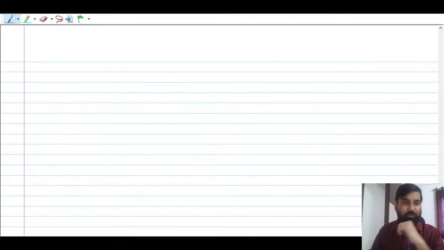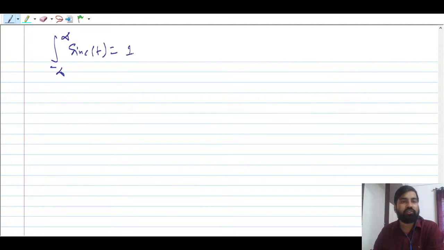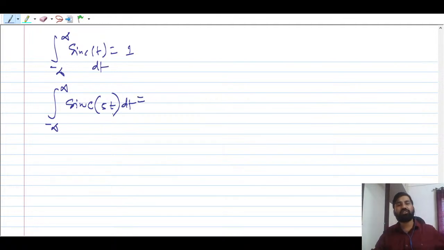Fine. So suppose you know that the area under the sinc function is 1. Suppose somebody is asking the area under sinc of 5T dt. Here what you can do is use the concept of scaling. If time scaling is done, your area is also going to be scaled by that alpha. You can say that the area will be 1 by 5.